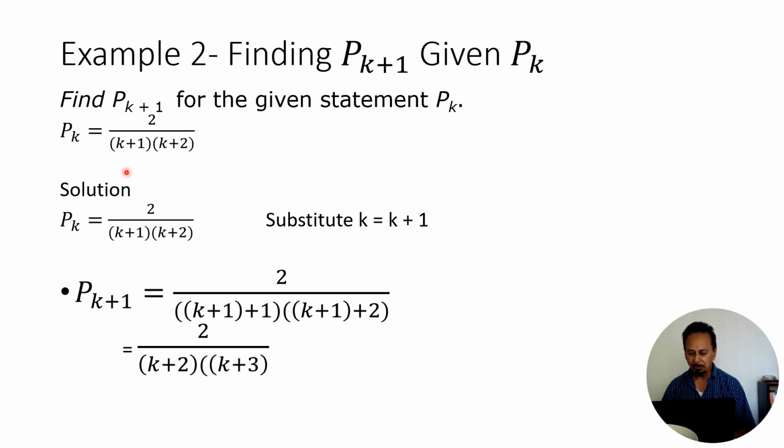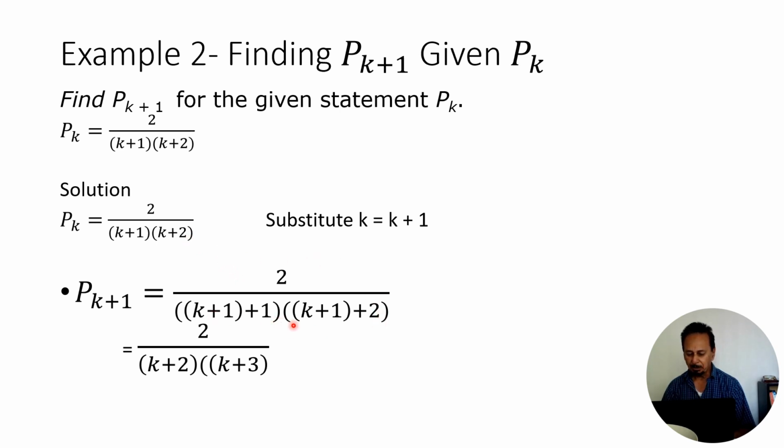Example 2. We have P sub k is 2 over k plus 1 times k plus 2, and we have to find P sub k plus 1. So let's start with P sub k equals 2 over k plus 1 times k plus 2. So let's substitute k equals k plus 1. So P sub k becomes P sub k plus 1. 2 stays, change k to k plus 1, and copy the 1, and then change this k to k plus 1 and bring the 2 down here.